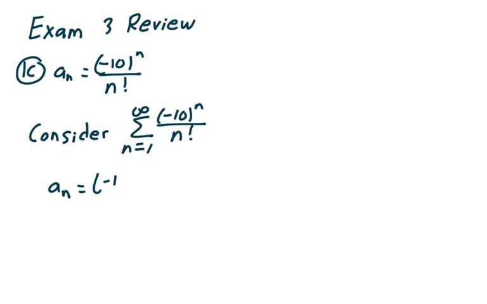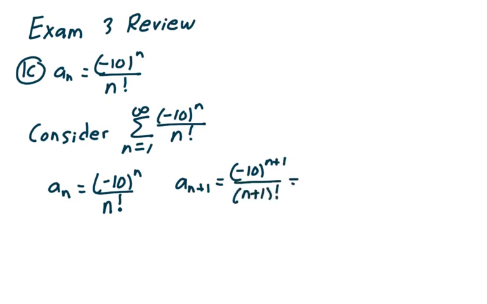A sub n is negative 10 to the n over n factorial. Now remember, we're applying the ratio test on the series, not the sequence. A sub n plus 1 is negative 10 to the n plus 1 divided by n plus 1 factorial. And so this is negative 10 to the n times negative 10 divided by n plus 1 times n factorial.